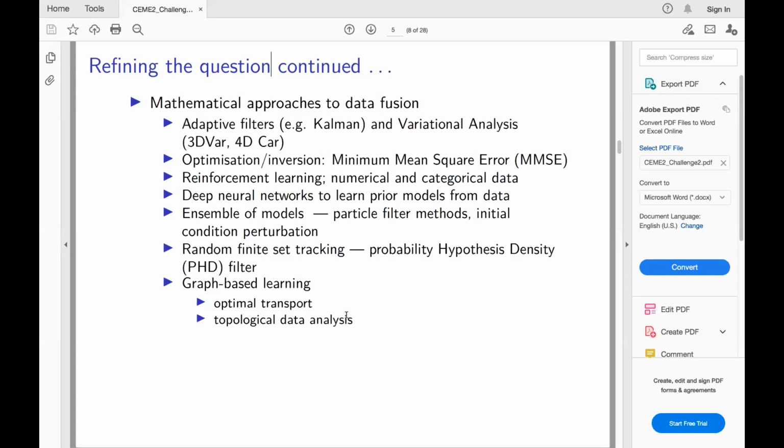There are algorithm level approaches to data fusion, model updating using adaptive filters, Kalman filters, or 3D VAR, 4D VAR, used in weather forecasting and meteorology. Sorry, there's a nice typo, isn't there? There are lots of optimization or inversion problems. Essentially, many of these things can be thought of as inverse problems. Essentially, we're trying to learn: we've got some operator acting on data, and all we can see is the output of that operator, and we want to learn what the data is that it's really operating on.